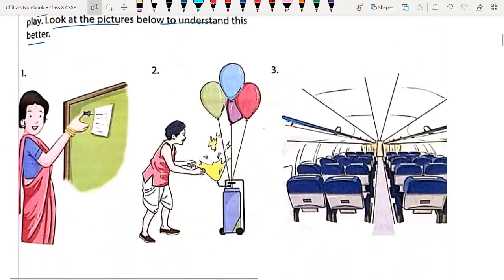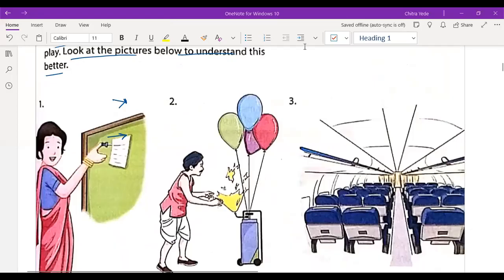See here, the teacher is pinning a notice on the notice board. She is applying force on the large surface area of the nail head, but it acts on a small area, hence the pressure will be more over here. So the nail is going to insert inside the board, and the notice can be stuck easily with the help of that. Next, see here.